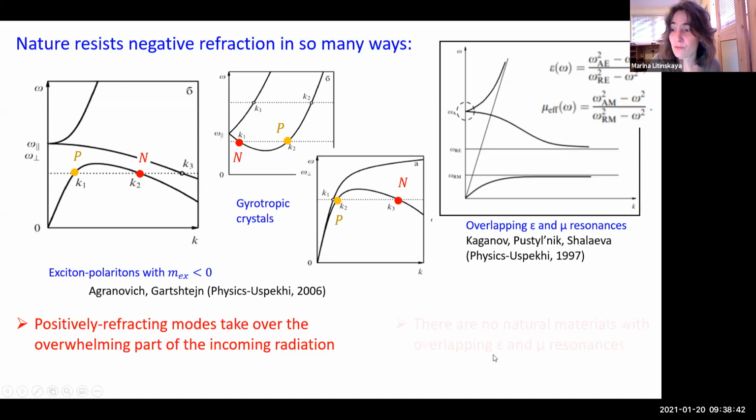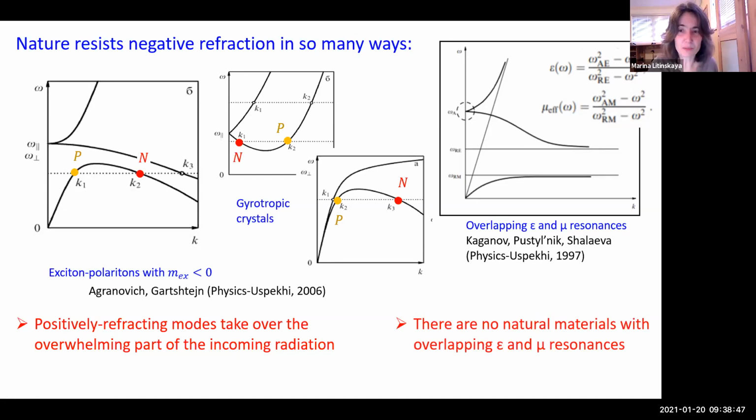Unfortunately, there are no natural materials with overlapping epsilon and mu resonances. And this is the whole story about metamaterials, where people try to create successfully and demonstrate negative refraction. Artificial materials with overlapping epsilon and mu resonances. But in nature, there are no such materials.